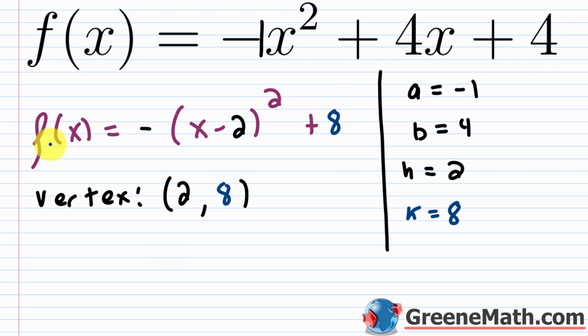So the vertex form here is going to be f of x is equal to the negative of the quantity x minus 2 squared plus 8. The vertex is going to occur at 2, 8.